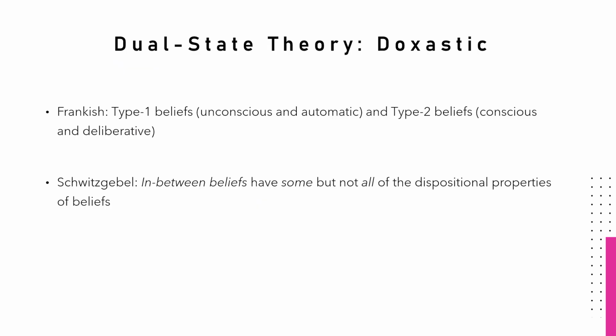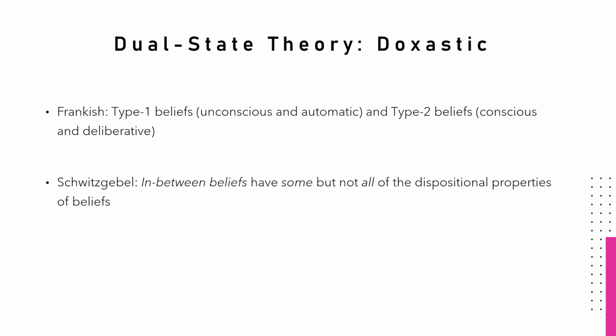Now there's a doxastic version of the same dual state theory, which looks at the two beliefs, or the two attitudes, as both being like beliefs. They both have the status of beliefs. According to Frankish, there's type 1 beliefs, which are unconscious and automatic, and type 2 beliefs that are conscious and deliberative, but they're both things we're committed to as beliefs. Schwitzgebel proposes this idea of in-between beliefs. Now, these are things which may have some, but not all, of the dispositional properties of beliefs.